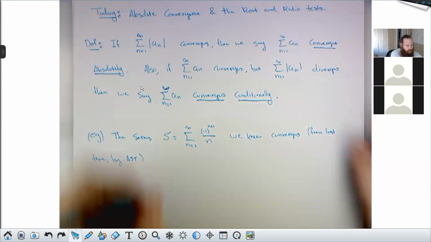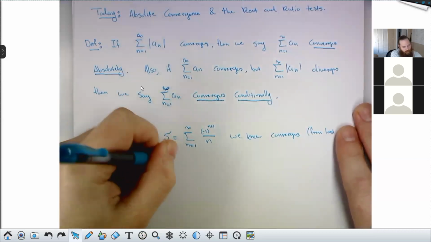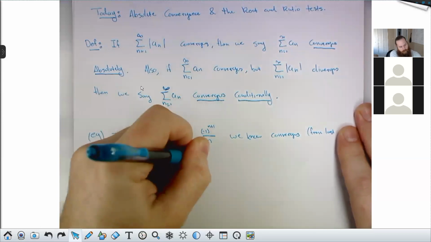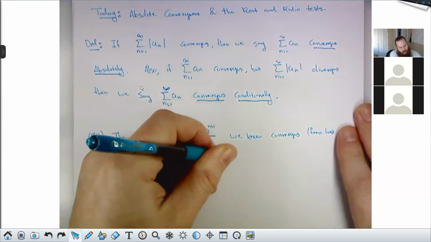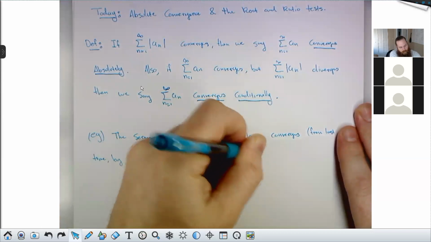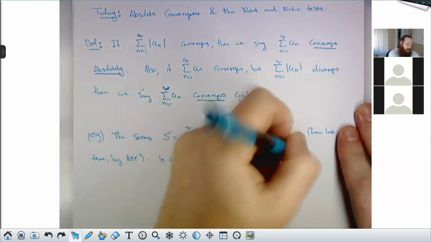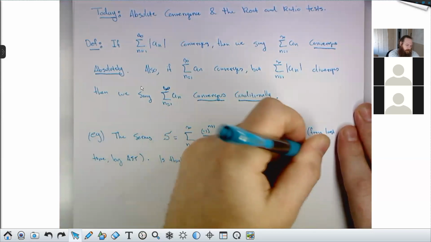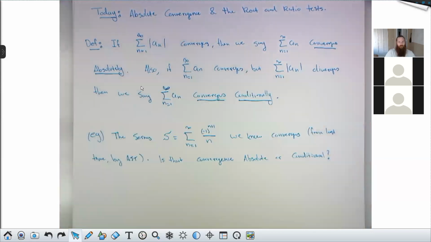Our question is, is that convergence absolute or conditional? And a common question, a question you'll see on some of your homework and some of the study guide and definitely on the exam, is to categorize a series or a few series as absolutely convergent, conditionally convergent, or divergent. Every series falls into one of those boxes.